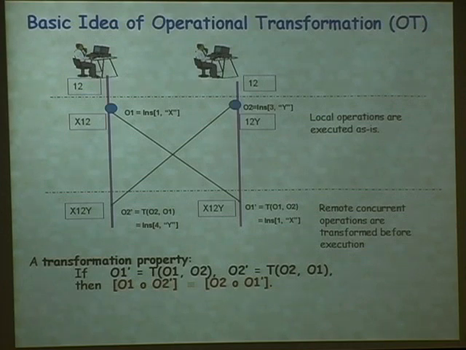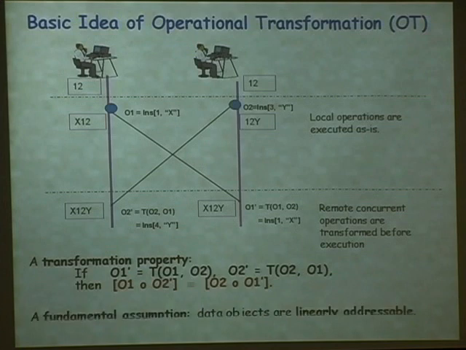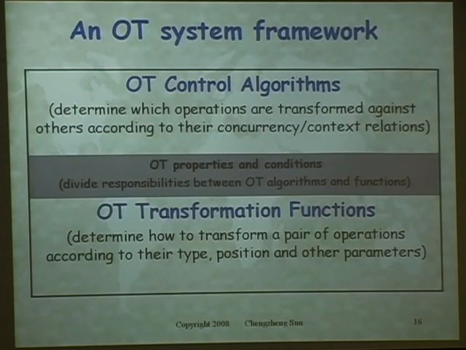Another fundamental assumption for operational transformation is that data objects are linearly addressable. We use a text editor as an example to illustrate this. But actually, these objects can be any other type of object. The essential requirement is not that they be text or characters. It is that their relationship must be linearly addressable. It can be a graphics object, can be slides, can be any other object. 3D, 2D don't really matter, but that relationship is fundamental. Now, that's the basic idea.